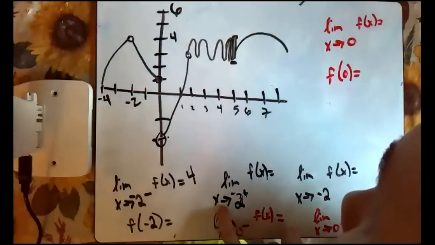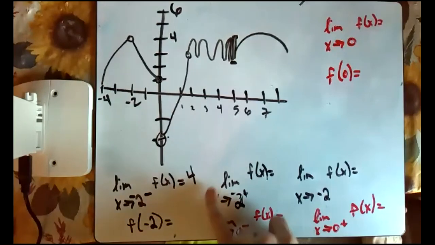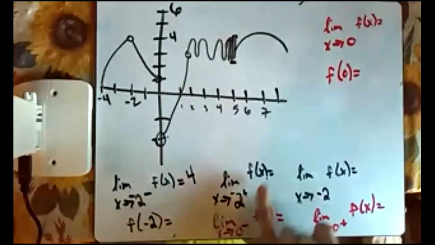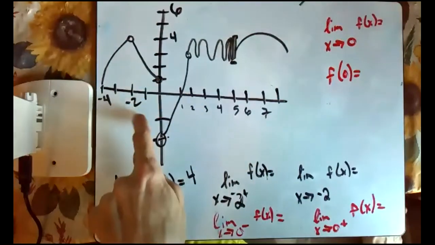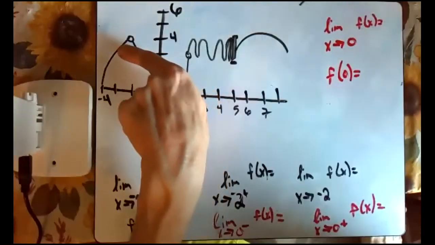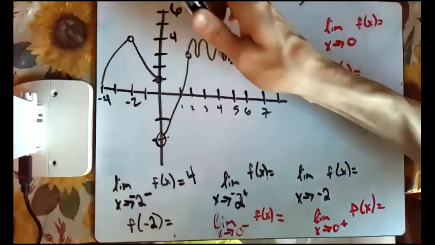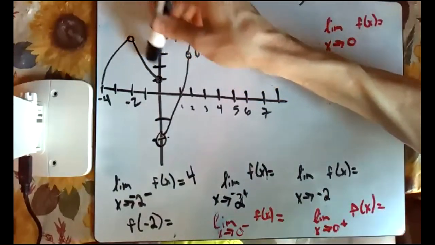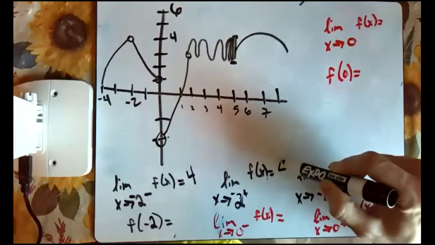Now, the next one's asking, what's the limit as x approaches negative 2 from the right of f of x? That's asking, okay, as we get closer and closer to negative 2 from the right, so this time we're coming at it from this direction, correct? So you're walking up the hill. Where are you walking up to? What y value is that? That is also 4.